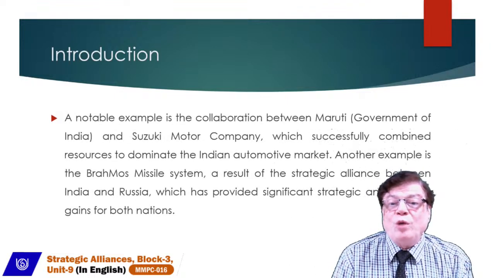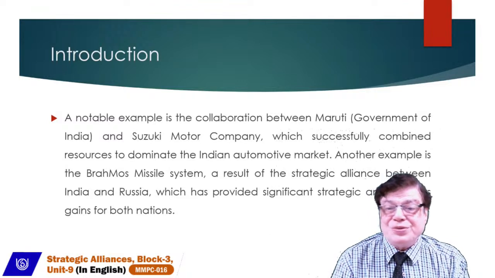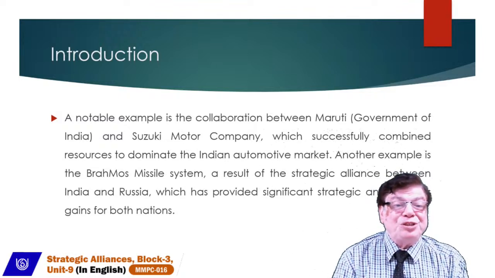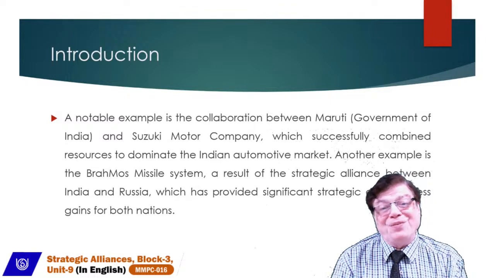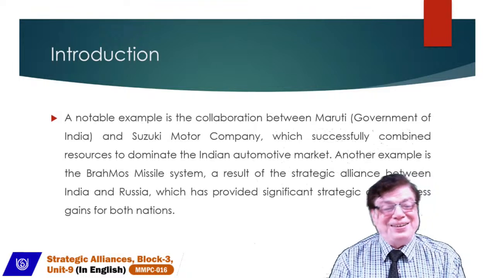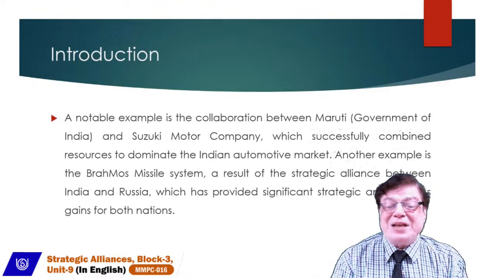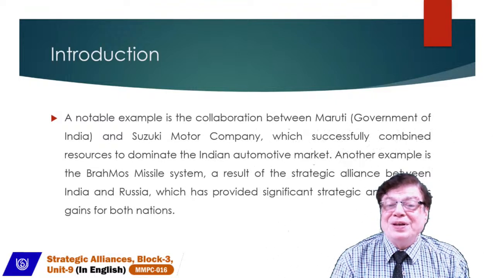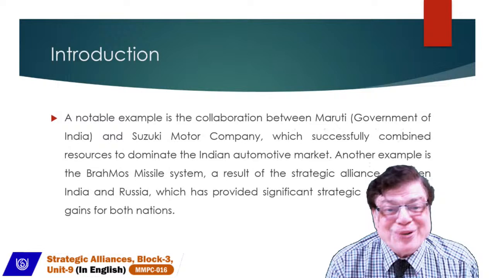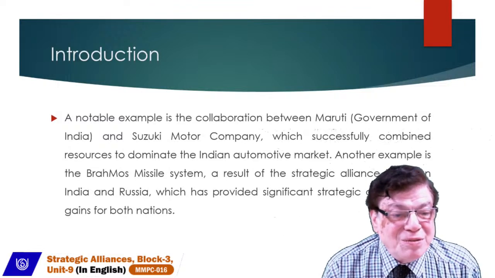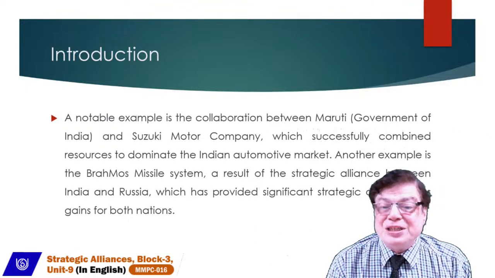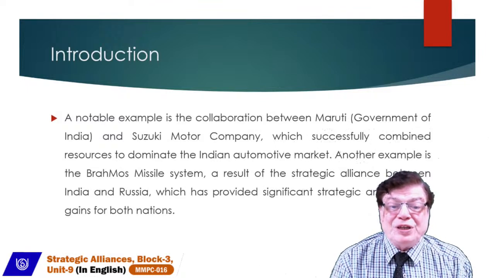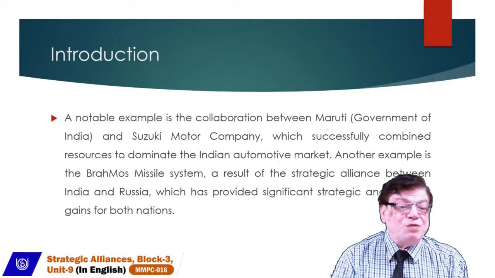A notable example is the collaboration between Maruti, Government of India, Maruti is our car, and Suzuki Motor Company, which successfully combined resources to dominate the Indian automotive market. Maruti Suzuki has the maximum sale. Once upon a time, in 1996, 97, 95% of the people used to go for Maruti Suzuki cars. Another example is the BrahMos missile system, a result of the strategic alliance between India and Russia. Both these countries joined, which has provided significant strategic and business gains for both nations.